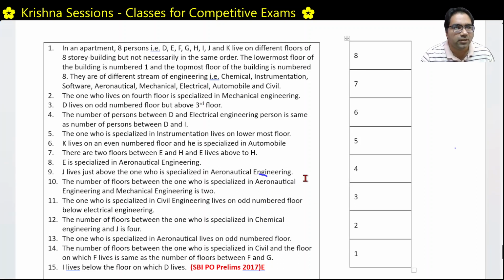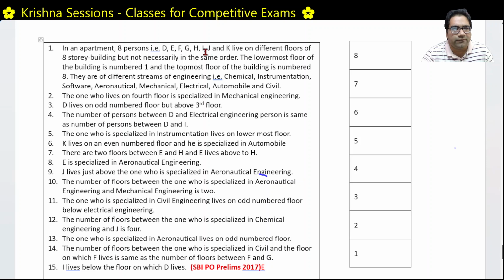Good morning, friends. Let us do this problem. Here, there is an apartment. There are eight persons, and they belong to eight different streams of engineering. We have to map the floors of this apartment to these eight people and to their eight engineerings. Okay. Let's try to solve this.